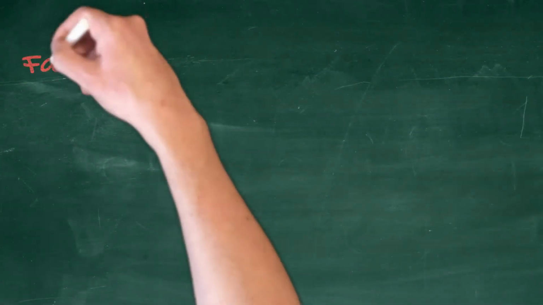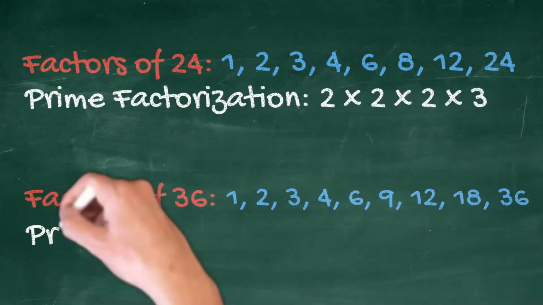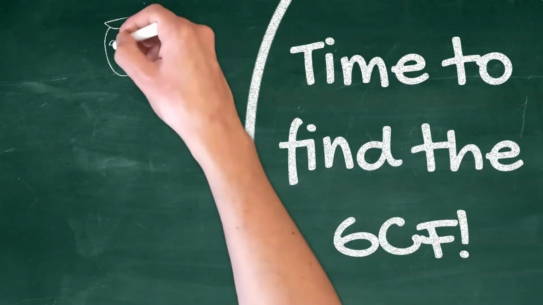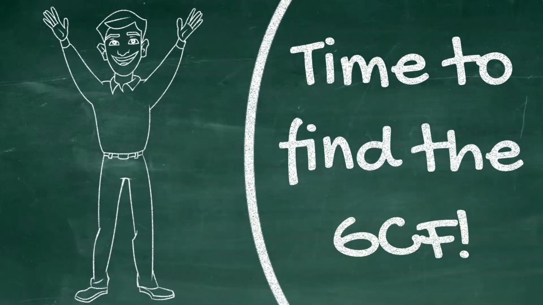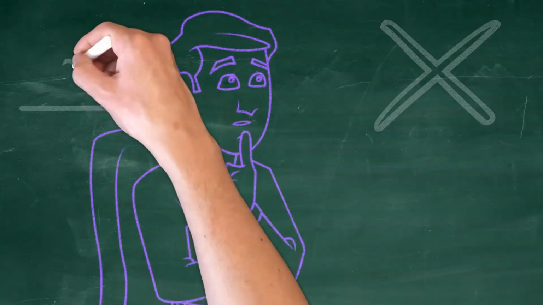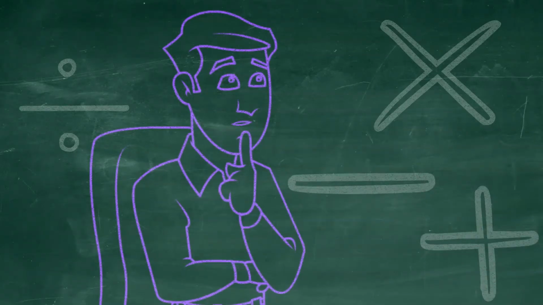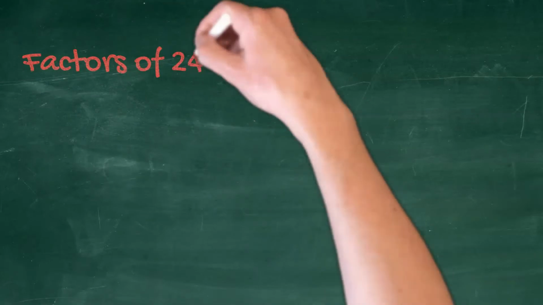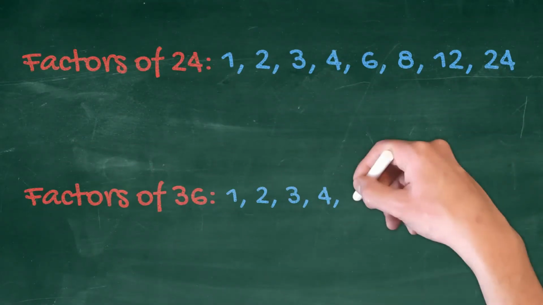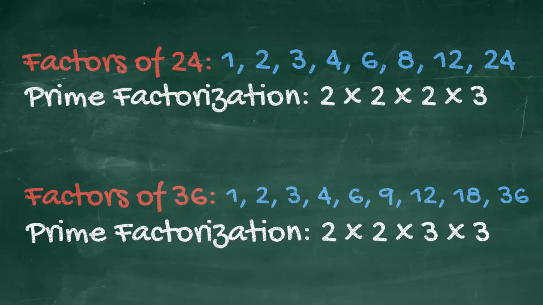Now we have identified the factors and the prime factorizations of 24 and 36. We can use this information to find the greatest common factor, or GCF, of 24 and 36. There are a variety of uses for the GCF, but for now we are just interested in learning the skill. We are looking for the largest or greatest number that is a factor of both numbers, a common factor. I'm going to show you a couple of ways to identify the GCF.